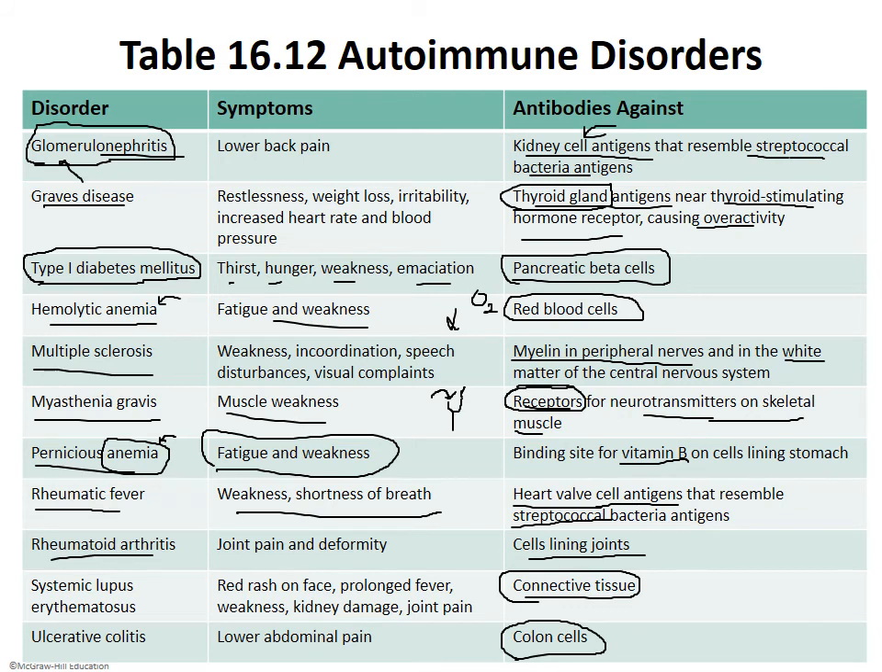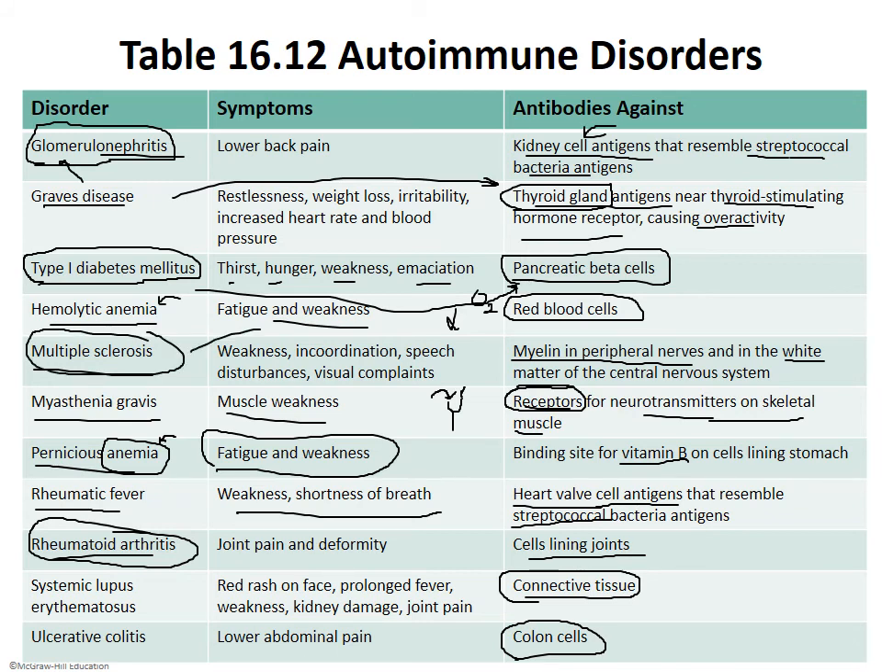Now, I'm not going to expect you to know all of these. I would expect you to know about rheumatoid arthritis because we talked about it with the type 4 hypersensitivity. I would want you to know Graves' disease is the thyroid. I do want you to know diabetes mellitus is the beta cells of the pancreas. I want you to know multiple sclerosis is about the myelin producing cells.